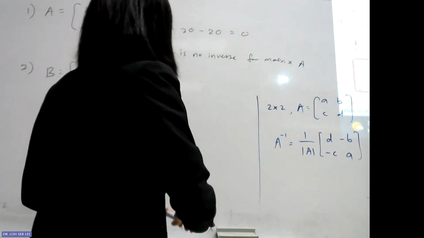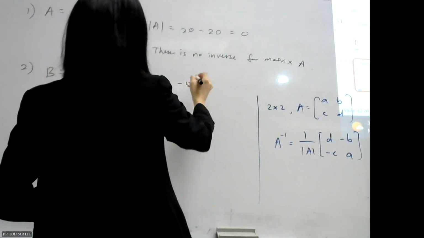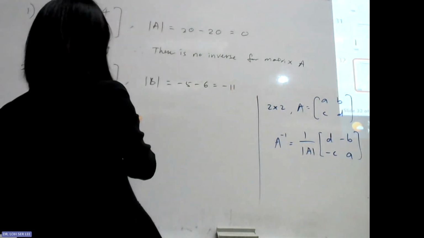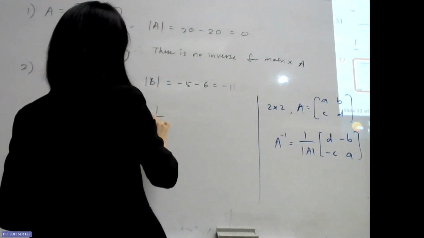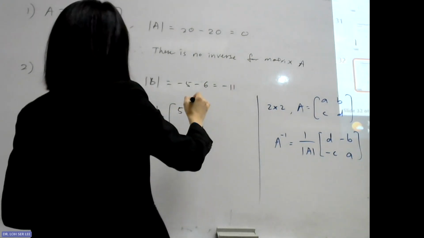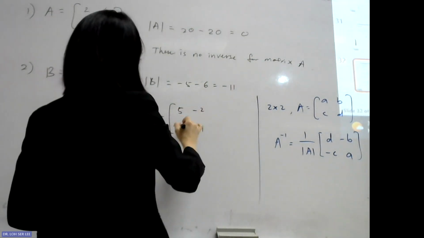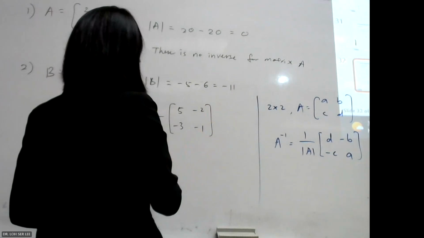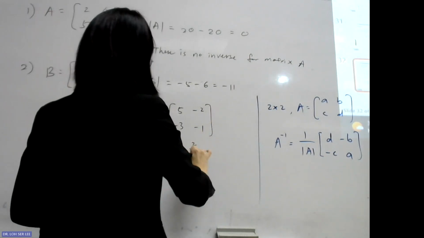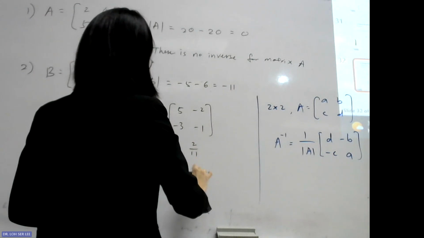So the determinant is -5 minus 6, we get -11. So B inverse is 1 over -11. We swap the 5 and -1 and change the sign of 2 and 3. That's why you get -5 over 11, 2 over 11, 3 over 11, 1 over 11.